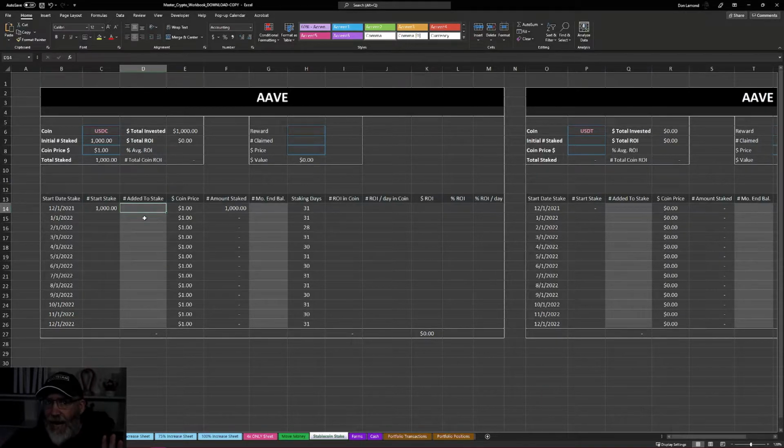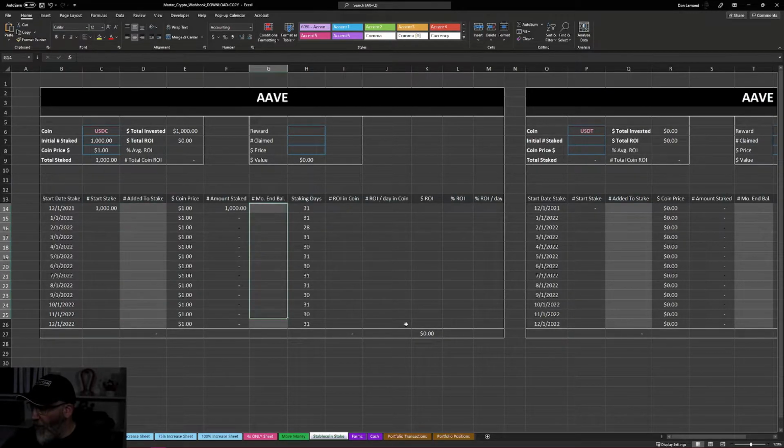So did I add any money to the stake? Did I invest any? Well, of course, the first month I'm just doing my initial stake, and so I have 1,000. And my month-end balance, and this right here, the light-colored cells are what you fill out. This is for USDT over here. This box is for USDC. This box is for USDT. That's it. So I'm just going to do the USDC one.